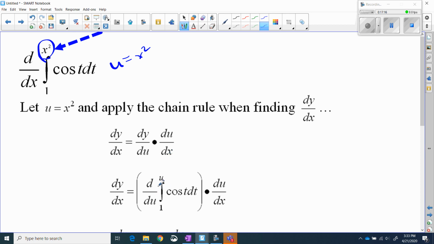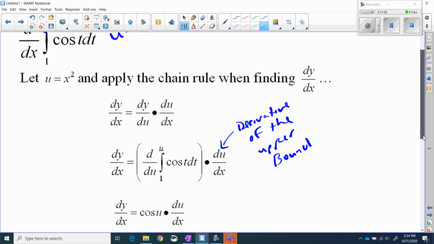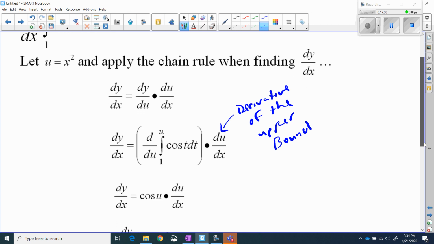And what that turns out to be is find the derivative of y, which is your original question, between 1 and u, and then multiply here by du over dx. Well, this translates to be the derivative of the upper bound. Again, this notation can be a little confusing, and we don't use it a whole lot when we describe our chain rule, but this is basically what it's saying.